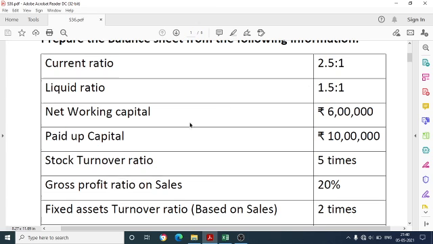So with the help of this ratio, 2.5 is equal to CA upon CL. So we can form an equation.